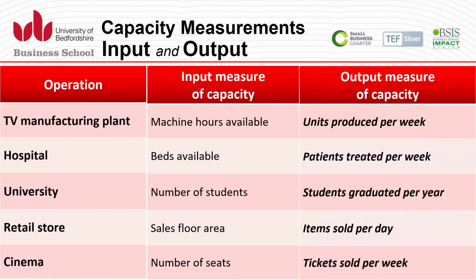So we can see here the output of capacity from the input measure of capacity. The output measure of capacity is basically units produced in the TV manufacturing plant per week, the number of patients treated per week in the hospital, the number of students graduated in a year in the university, the items sold per day in the retail store, and the tickets sold, for example seats filled, per week in a cinema. So these are just the measuring yardsticks of how you can measure the output of capacity from whatever is available as input resources.